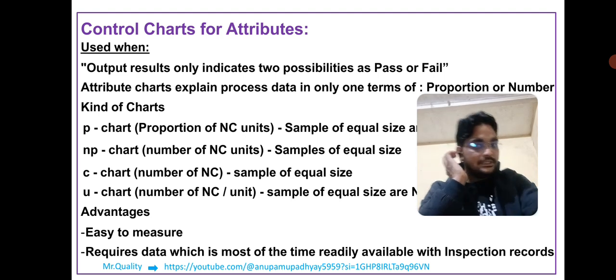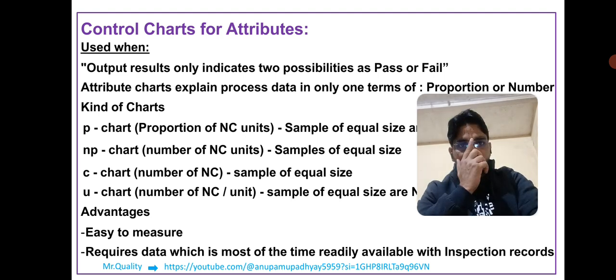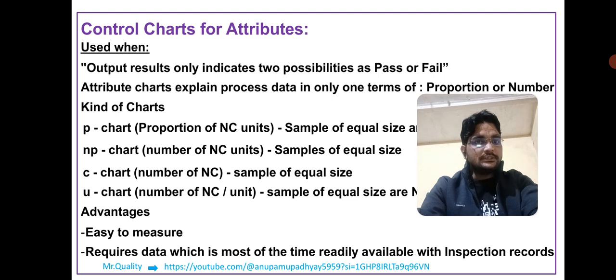First is the P chart, meaning proportion of non-conforming units. NP means number of non-conforming units. P is proportion, NP is number of non-conforming units. For defects, the C chart is the number of non-conformities, meaning defects, and U is defects per unit, meaning number of non-conformities per unit.